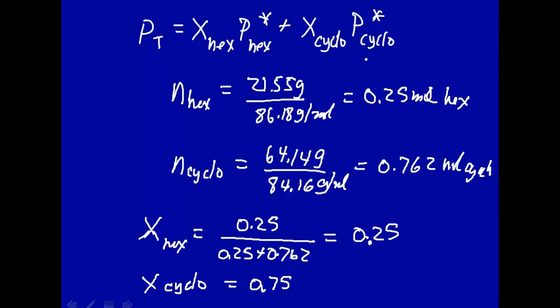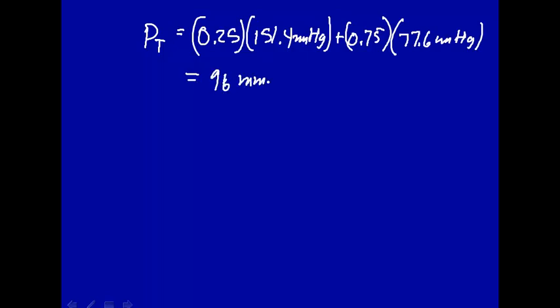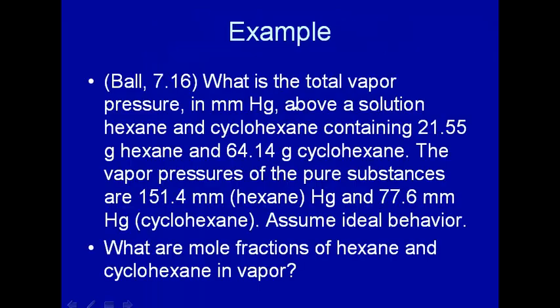The vapor pressures of the pure substances were given in the problem. So the pressure is equal to the mole fraction of hexane, 0.25, times the vapor pressure of pure hexane, given in the problem, 151.4 millimeter mercury, plus the mole fraction of cyclohexane, which is 0.75, times the vapor pressure of pure cyclohexane, given in the problem, 77.6 millimeter mercury. So the total pressure comes out to be 96 millimeter mercury. All right, so that should be familiar. Maybe you remember that from introductory chemistry.